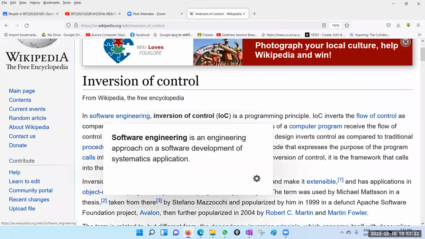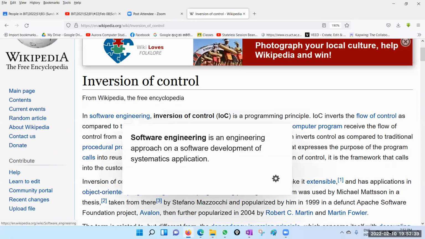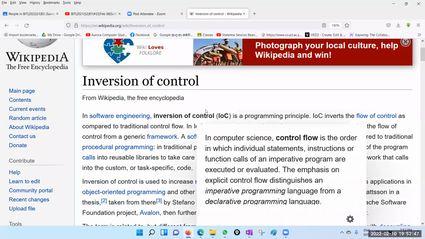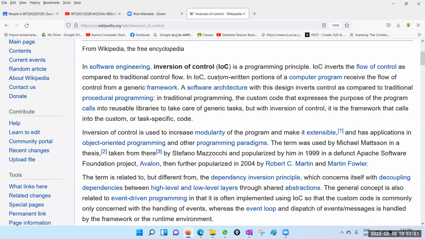So in software engineering, I'm just referring to the wiki page. In software engineering, of course, we are doing the software engineering subject now, inversion of control is a programming principle. We call it IOC. IOC inverts the flow of control as compared to traditional control flow. In IOC, custom written portions of a computer program receive the flow of control from a generic framework.